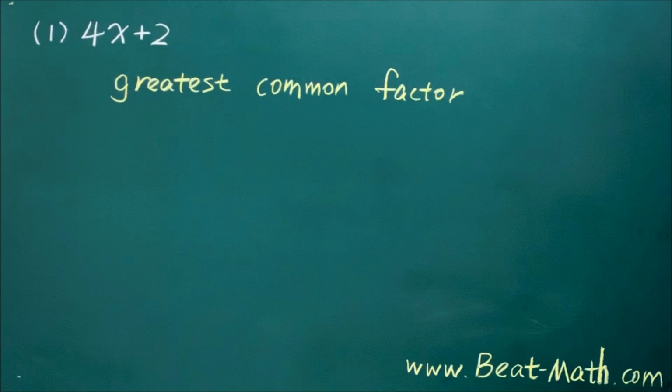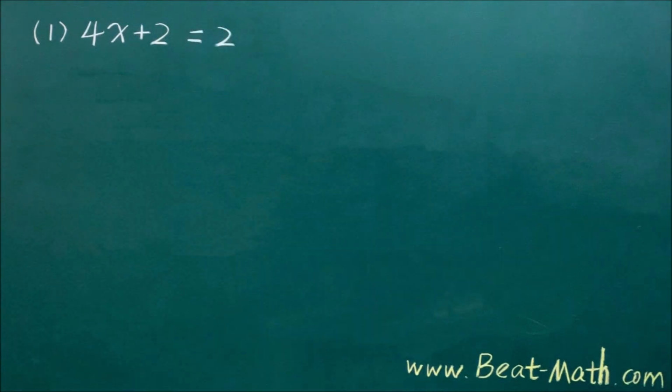If the polynomial is something like 4x plus 2, the greatest factor that can be divided into both terms here is 2. Then we factor out the 2 to get 2 times the quantity 2x plus 1. Okay, how about this one?